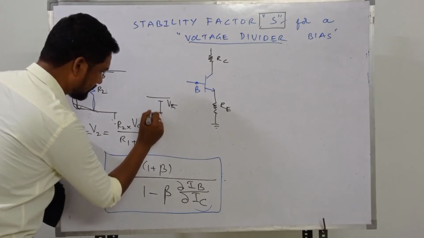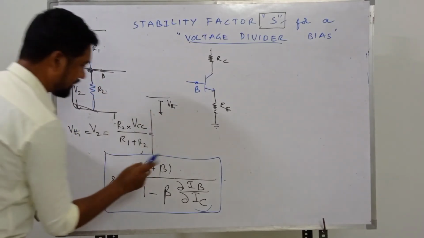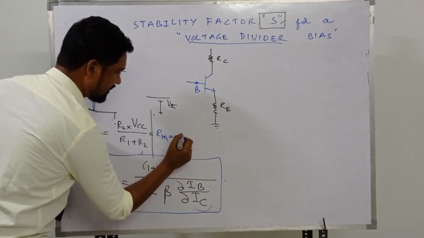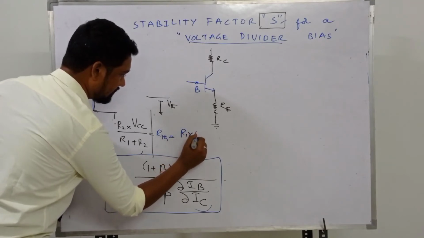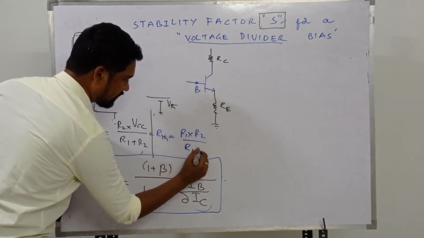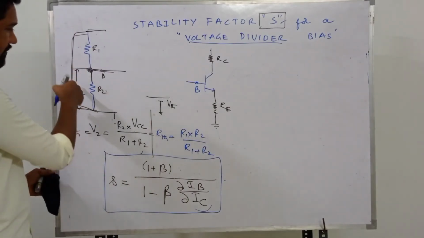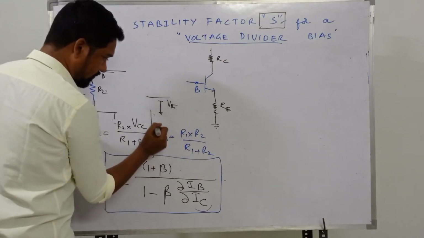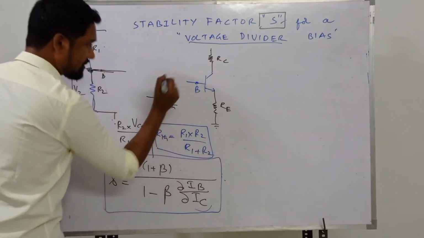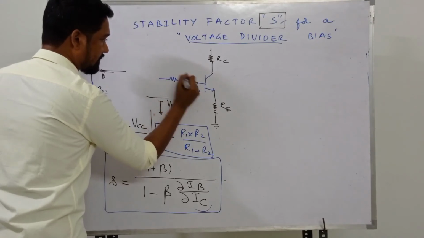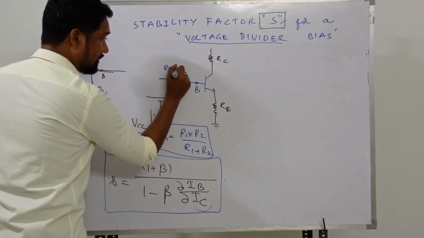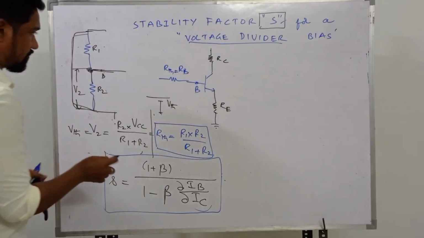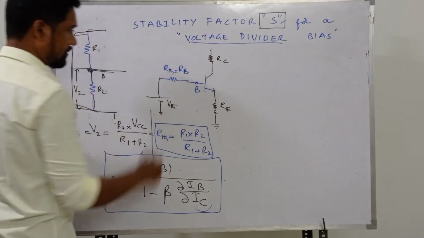This is for VTH, and RTH is equal to the parallel combination of R1 and R2. That's R1 into R2 by R1 plus R2. The parallel combination of R1 and R2 with respect to the base. So now this one will be the RTH, with respect to the base, isn't it? So we have RTH over here, RTH, which is equal to RB as suggested by the experts, right? And with respect to base, we close it, and now it's a closed circuit.